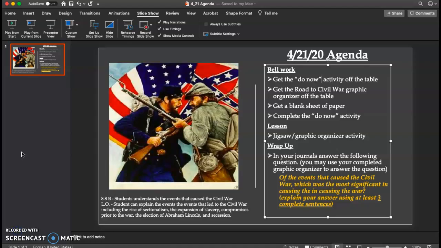Everybody's going to take out their journals and reset the room as it was when you walked in. In your journals, you're going to answer the question in 3 complete sentences: of the events that caused the Civil War, which was the most significant in causing the war? Everyone, make sure your name is on your graphic organizer, and you'll turn that in when the bell rings.